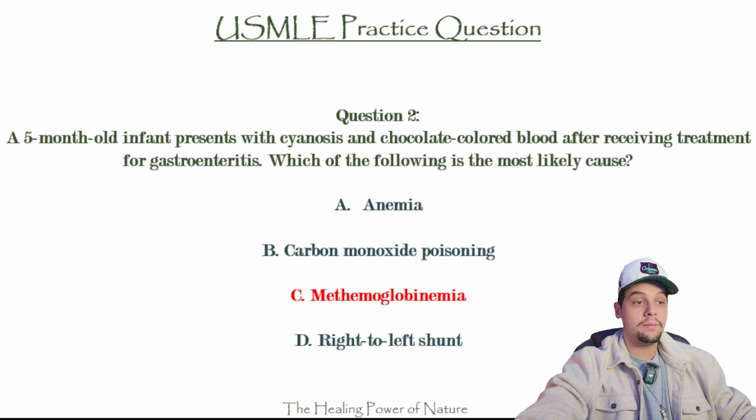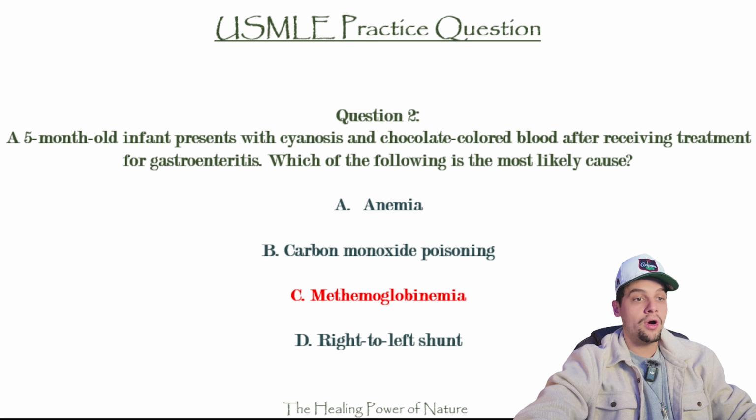C, methemoglobinemia. So why not A? Anemia does not cause chocolate-colored blood or cyanosis. This is a key finding. Why not B? CO poisoning presents with cherry red skin, not chocolate-colored skin. Why not D? Right to left shunts cause cyanosis but not chocolate-colored blood.